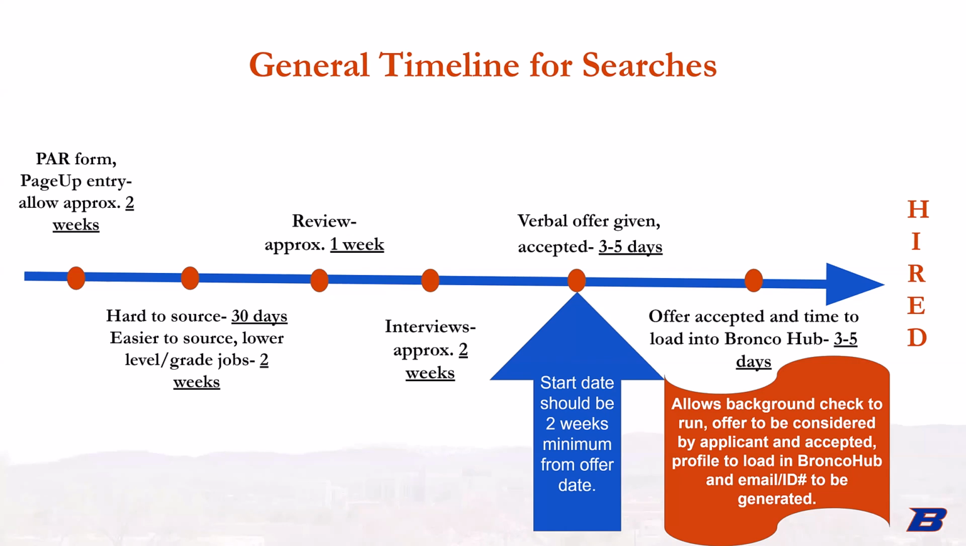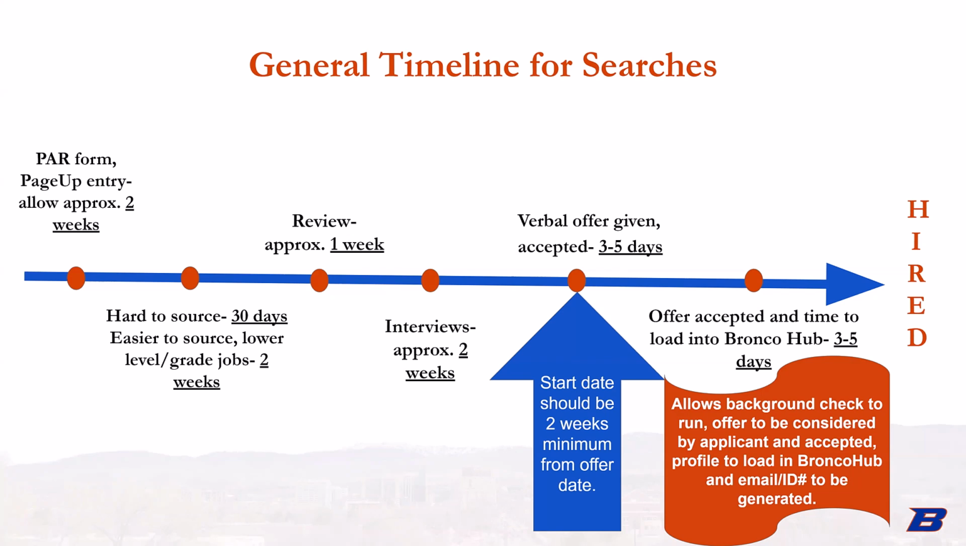However, generally, let's say you did need to start with a position action request form. You have a new position and you are working with budget to get that PCN, you will want to allow yourself approximately 2 weeks for this process. When you get to submitting the requisition and then posting the job, this will take anywhere from 2 weeks to up to 30 days, depending on how long you want the role posted for and how difficult it is to fill.